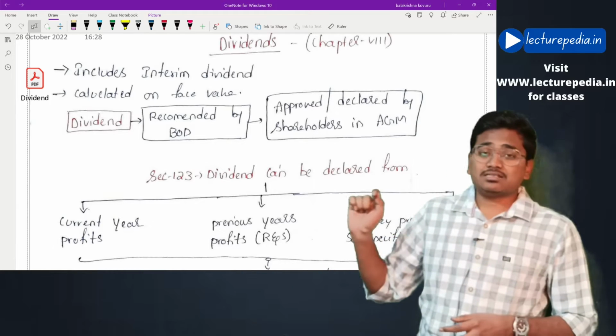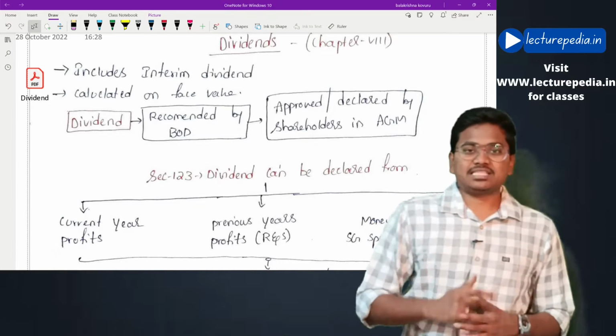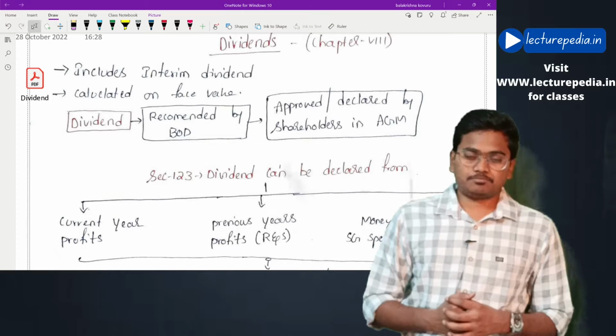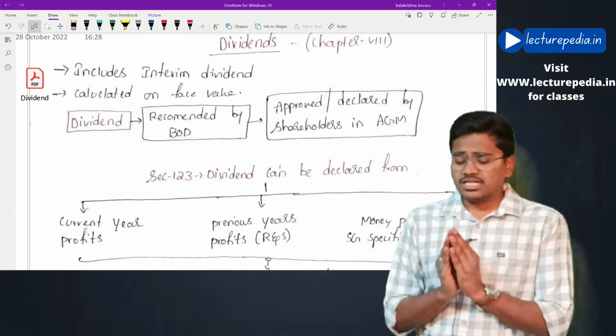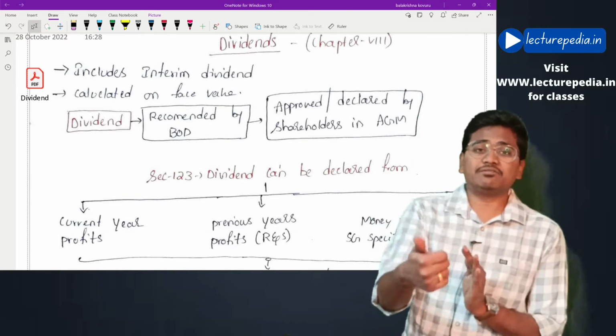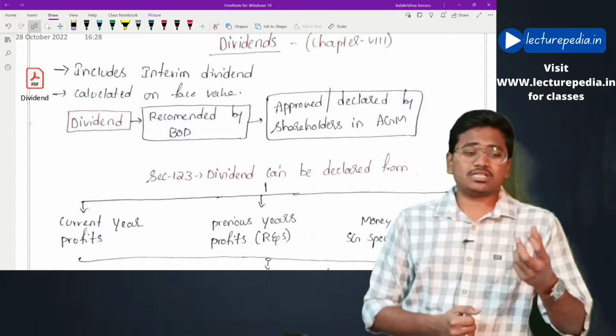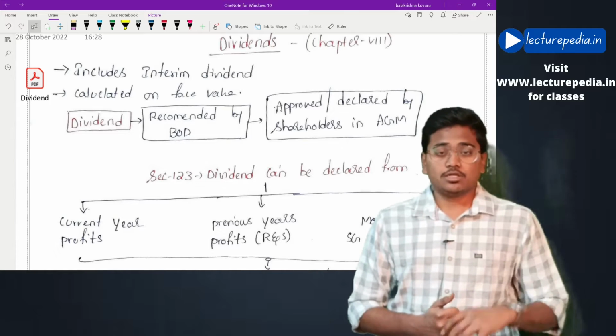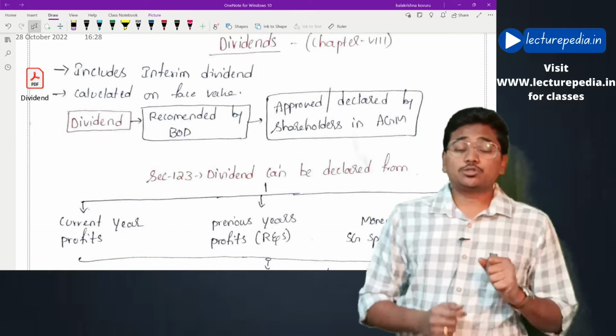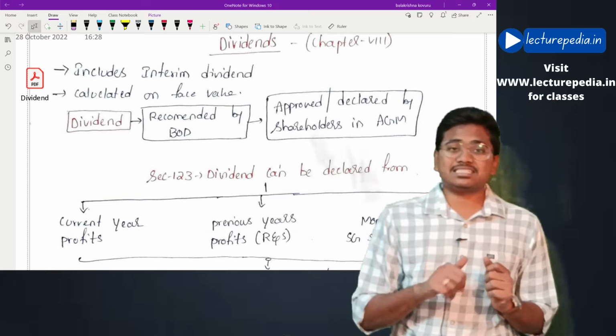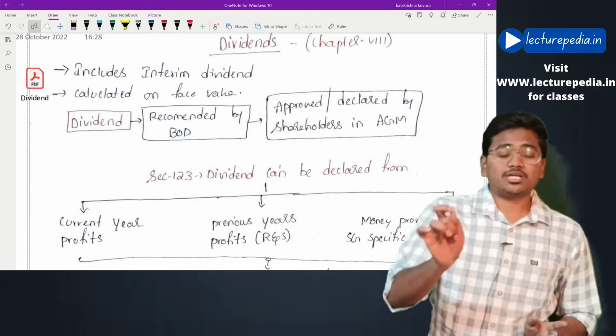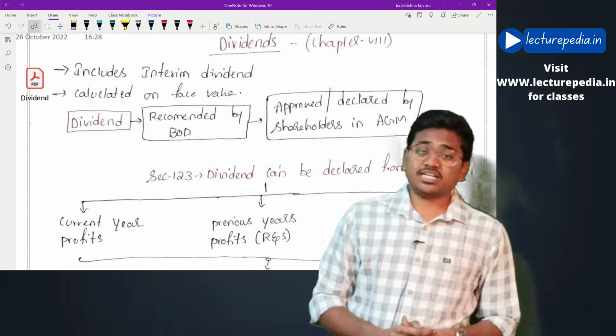Now this chapter number 8 of the Companies Act deals with dividends, and dividend includes interim dividend also. We have two concepts, final dividend and interim dividend. Now the term dividend includes both final dividend as well as interim dividend. This chapter will be applicable for both interim as well as final dividend.